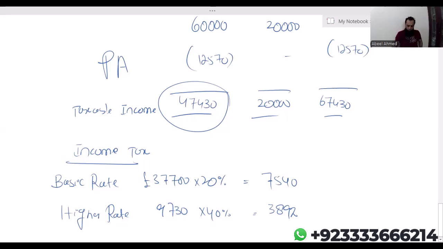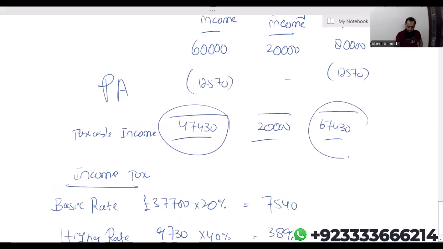Right now, let's apply this on the question. Look at the final last column of the answer, total. The total taxable income is 67,430. By looking at 67,430, we can decide this individual is a higher rate taxpayer. Whoever is a higher rate taxpayer gets a nil rate band of 500 for the saving income. So let's apply.